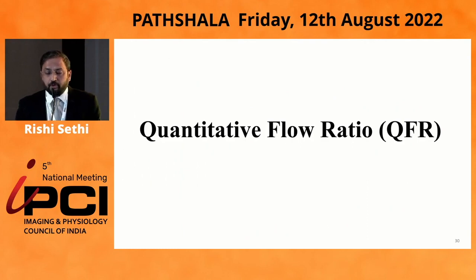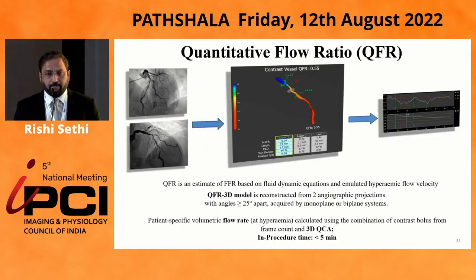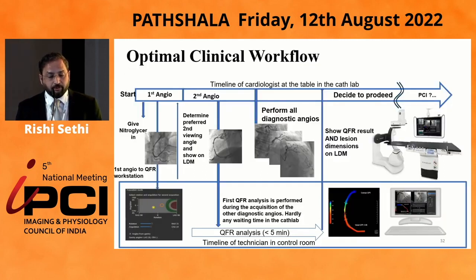We of course have QFR that is coming up now. It's basically a combination of a three-dimensional QCA in which we reconstruct the 3D model of the angiogram in two angiographic projections with angulation 25 degrees apart, with minimal overlap and foreshortening, and then you combine it with the flow rates and you get the QFR values.